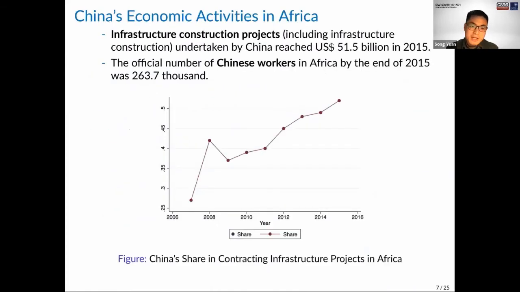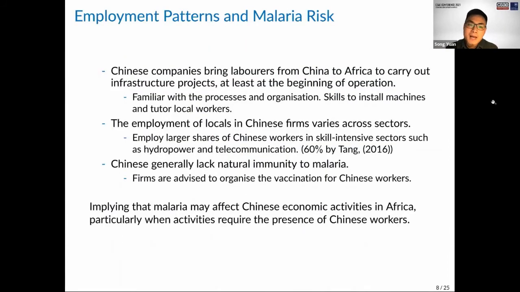All right. Some background information is that China has been playing an increasingly important role in Africa. Specifically, for example, in 2015 Chinese companies undertook infrastructure projects in Africa valued at 50.5 billion USD, which accounts for around 50% of the market share in the whole of Africa. And there are a lot of Chinese workers there, around 260,000 by the end of 2015.